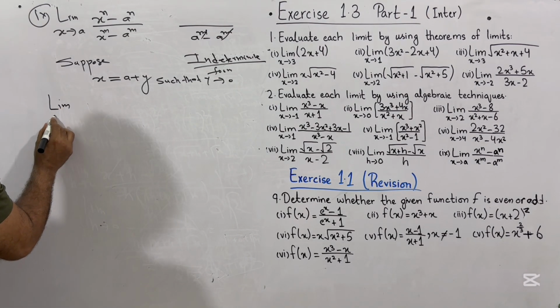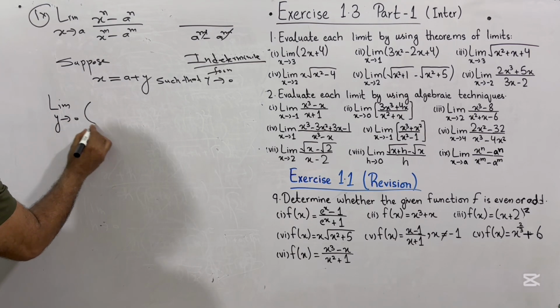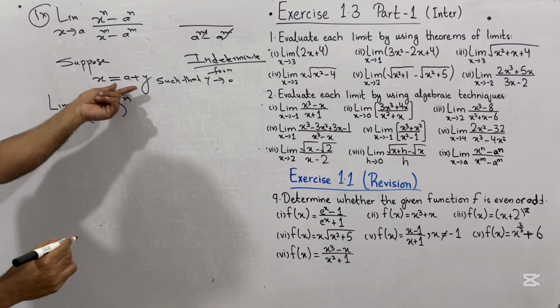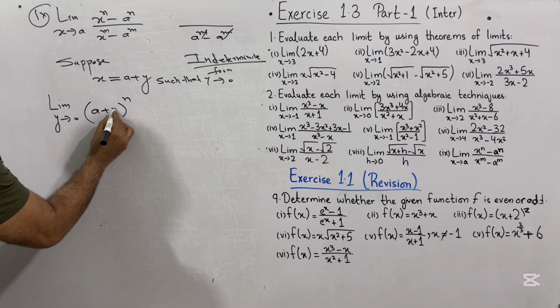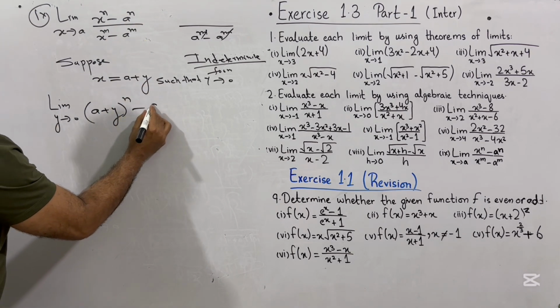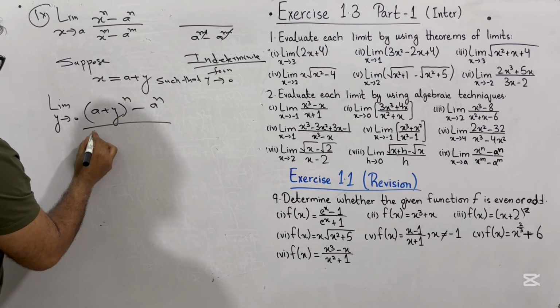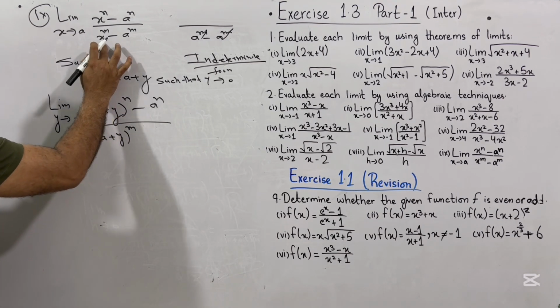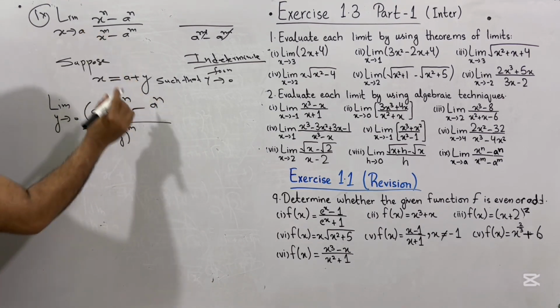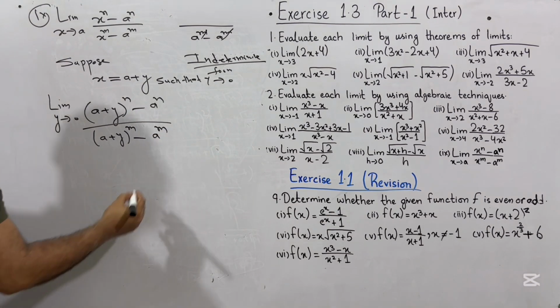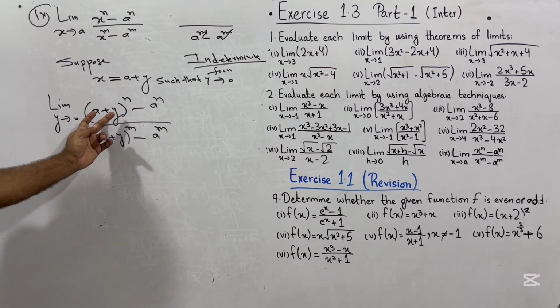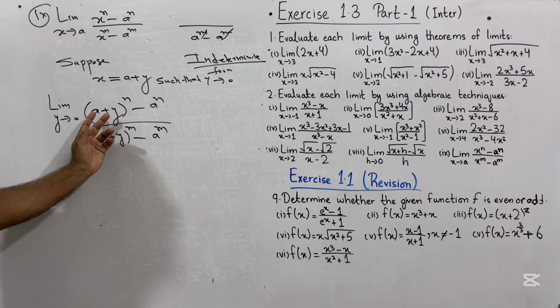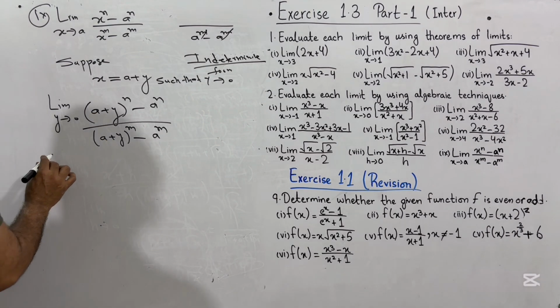Now our limit is limit y tends to 0. Instead of x, put a plus y. This one is intact, a raised n overall. Same situation with a little variation of the power: a plus y raised m minus a power m. Apply binomial expansion to write 2 to 3 terms from the beginning and the end.